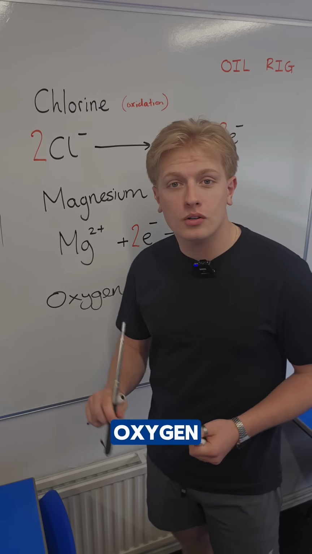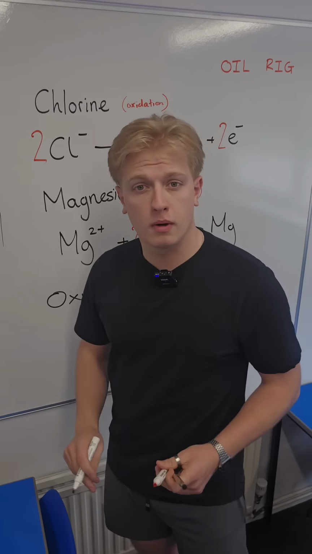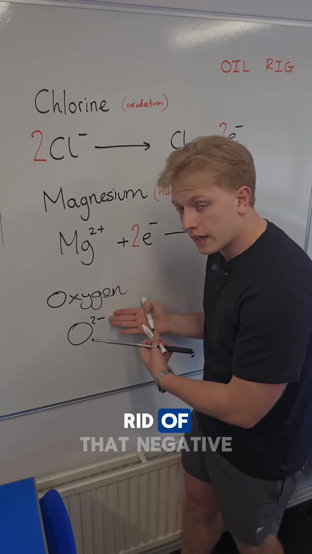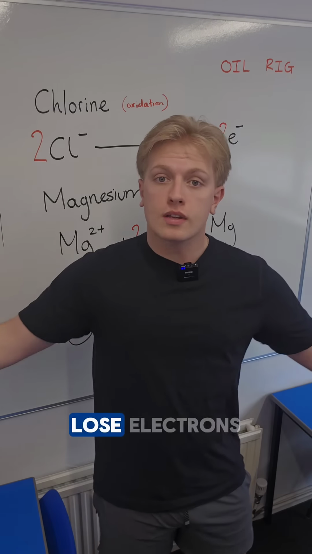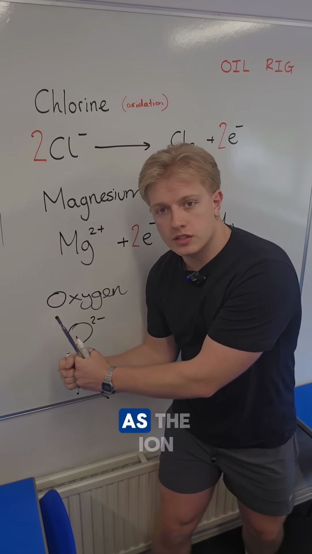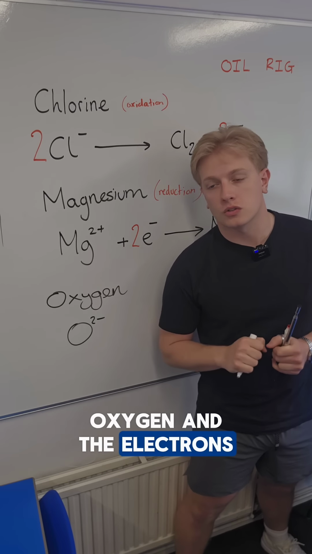Okay, here's a tricky one. Oxygen, try your best to form the half equation. Sweet, so how does oxygen go back to being normal oxygen? How does it get rid of that negative charge? It would need to lose electrons. And we show that, like we did with the chlorine, it will start off as the ion, and then on this side of the arrow, it will detach into oxygen and the electrons.